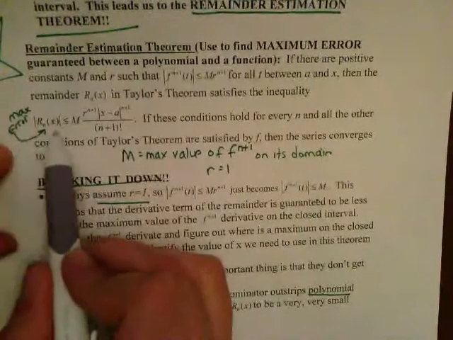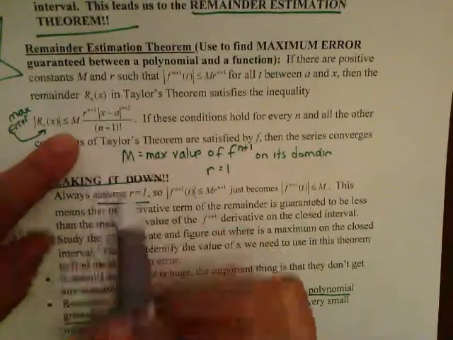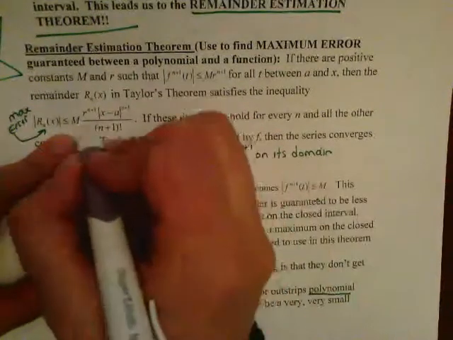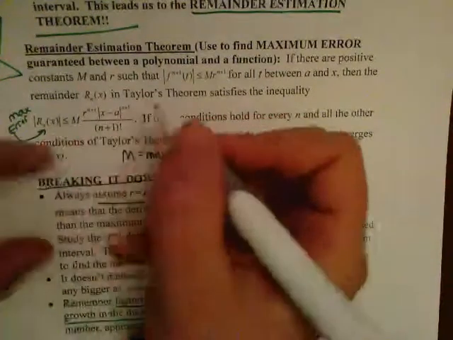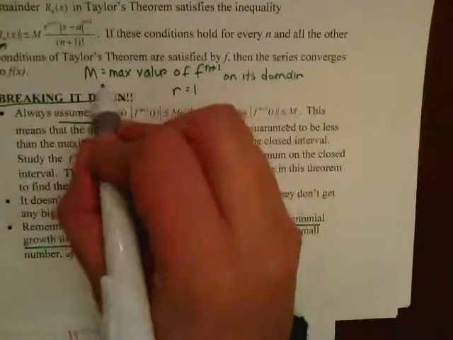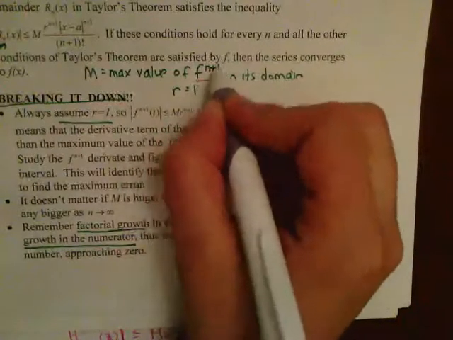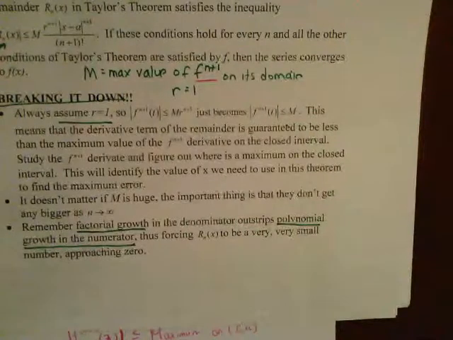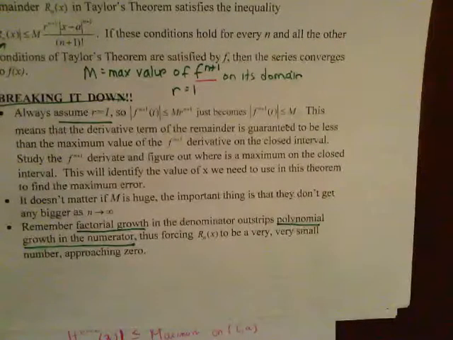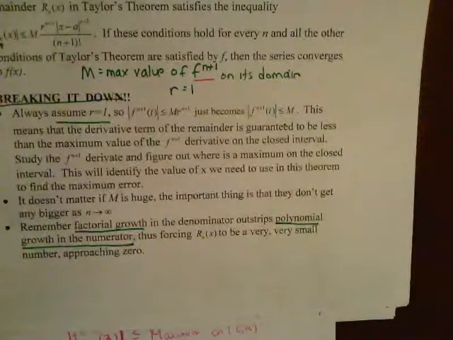So the max error has to be less than this. You'll notice I changed it a bit, but it is exactly what we were saying, it just looks a little different. The idea is that M is the max value of the derivative on its domain when r equals 1. We'll come back to that in an example and it will explain what that is saying.